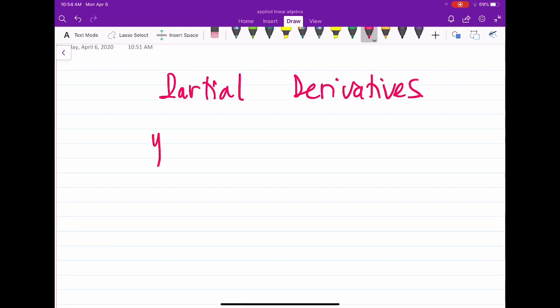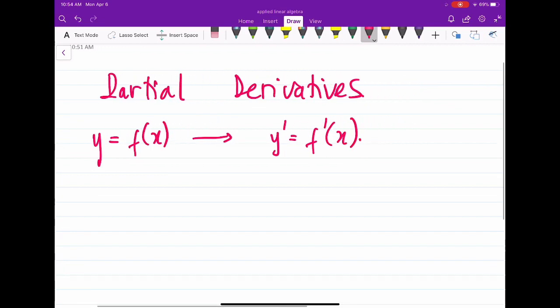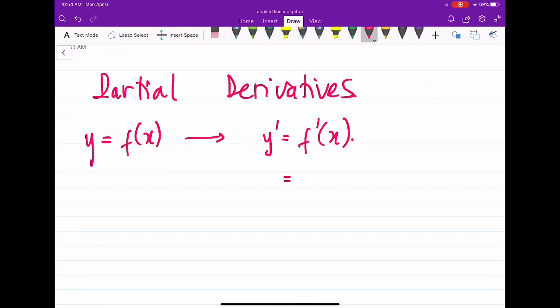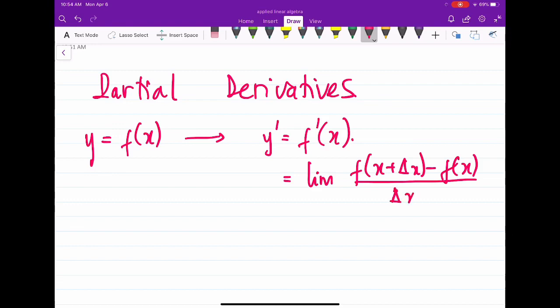If you study a function of one variable, you can use differentiation rules to find derivatives of this function, right? And we know that the derivative is the limit of f of x plus delta x minus f of x, divided by delta x, as delta x approaches 0. Everything is good. We define the derivative using a limit, right?